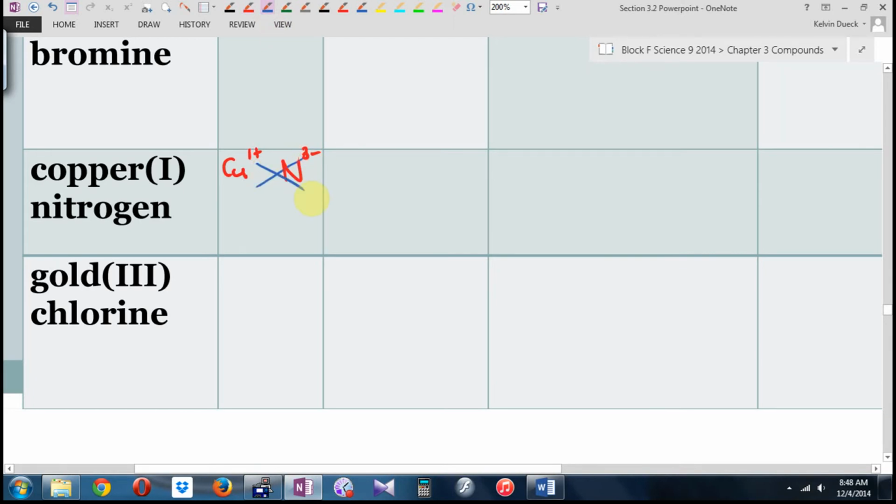So the formula is going to be Cu3N1. Oh, am I going to write the 1? No. I won't take marks off, but it's unnecessary and I'm lazy.